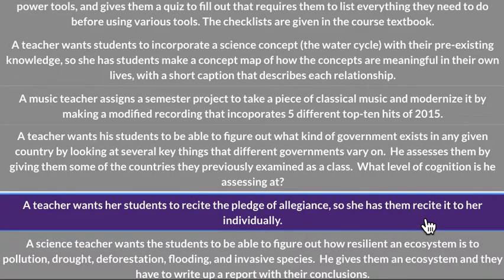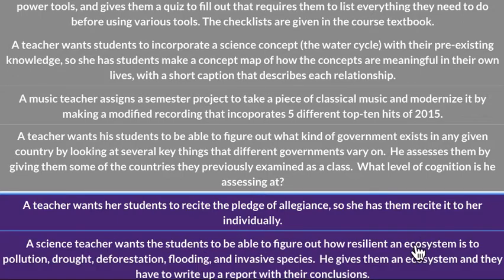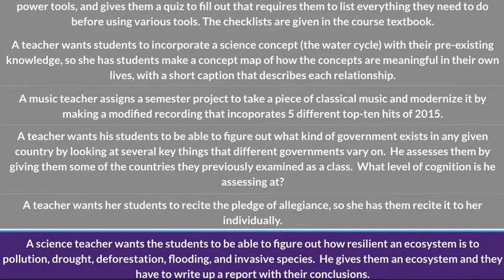A teacher wants students to recite the Pledge of Allegiance. This is a recall task as well. And then finally, an evaluation task. A science teacher wants the students to be able to figure out how resilient an ecosystem is to pollution, drought, deforestation, flooding, and invasive species. It gives them an ecosystem, and they have to write up a report with their conclusion. All self-directed. They have the evaluative framework in their heads, or at least they understand how to use it, and they have to make some subjective judgments about it. And everyone seemed to get that one right too.